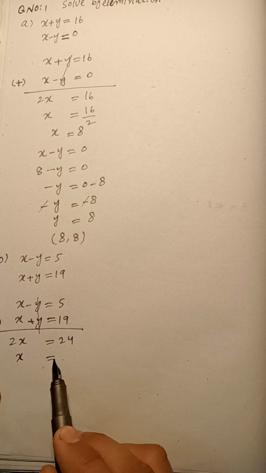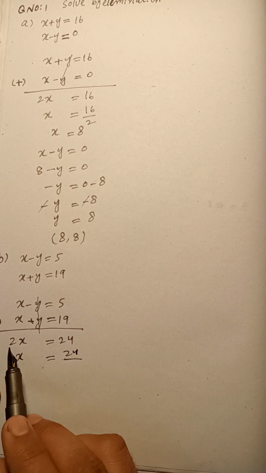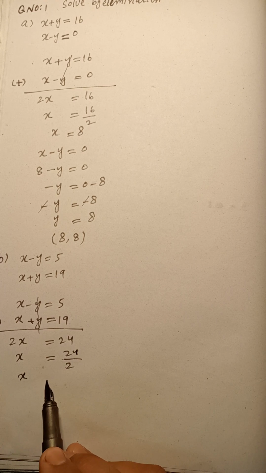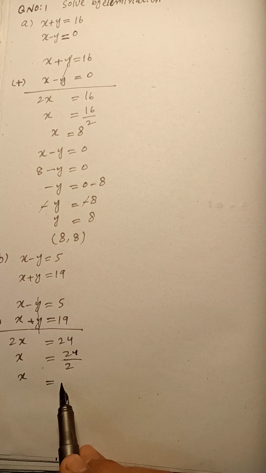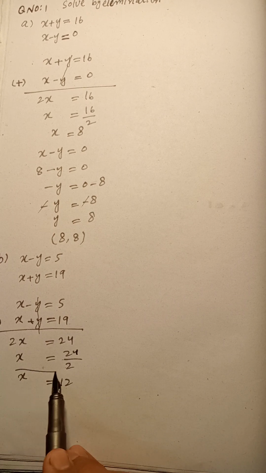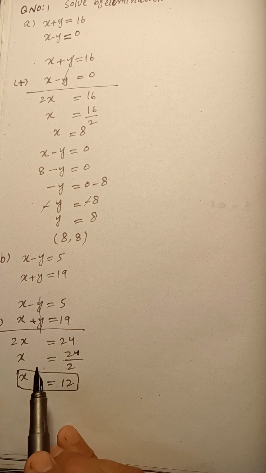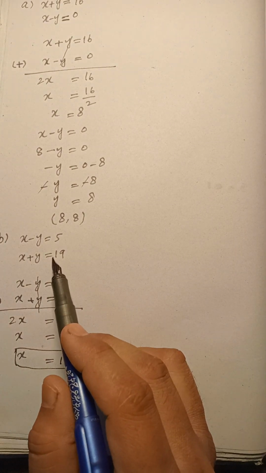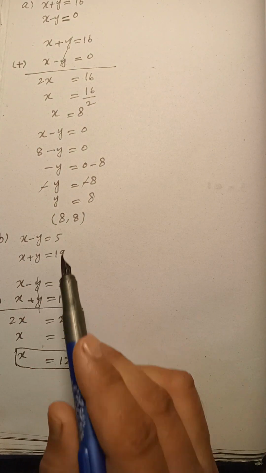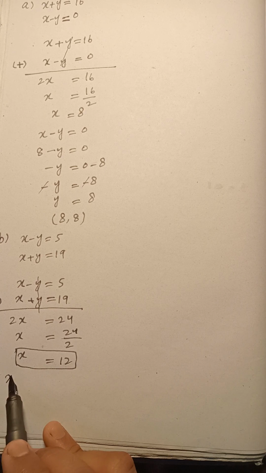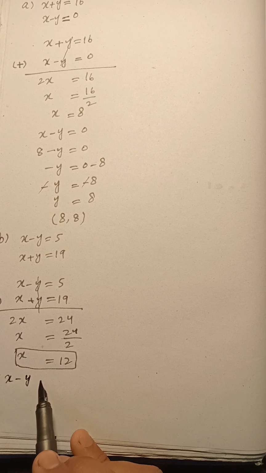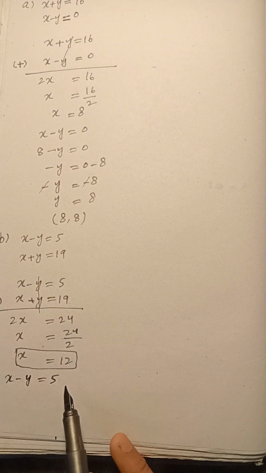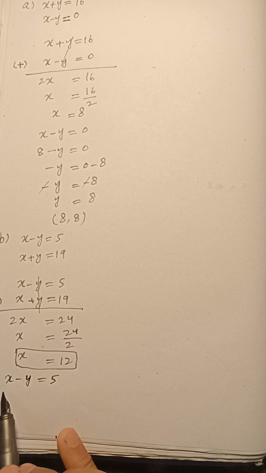Now x will remain on this side and 24 will be divided by this 2 because it was being multiplied on the other side. So after dividing, the value of x is equal to 24 divided by 2 is equal to 12. This is the answer of x. And now for y, you can proceed with any equation. This is simpler, I think, so you can take this equation. x minus y from here is equal to 5, and put the value of x, that is 12.